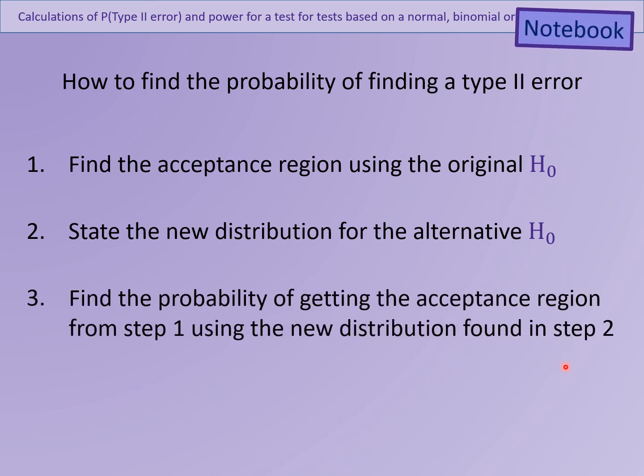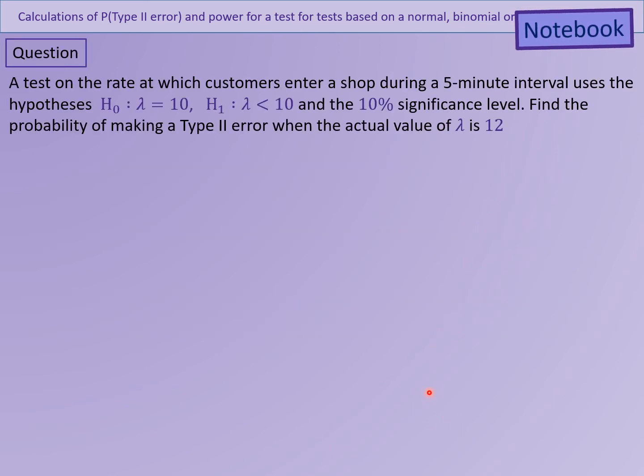Find the probability of getting the acceptance region from step 1 using the new distribution found in step 2. So what's the probability that that acceptance region, whatever I said it was in the first one, is actually going to happen with this new H0? So let's have a go at this.